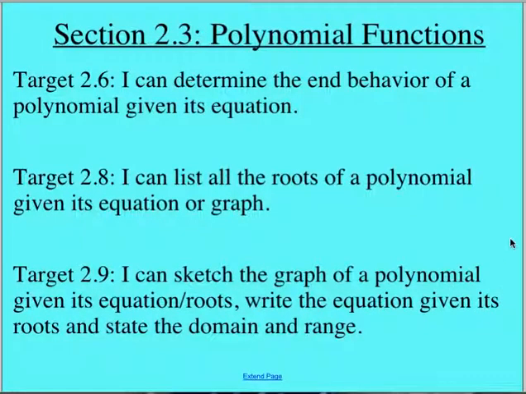This video is going to cover Section 2.3 regarding polynomial functions, and it's going to cover targets 2.6, 2.8, and 2.9: that you can determine end behavior of a polynomial given its equation. You can list all the roots of a polynomial, that means x-intercepts or zeros, and then you can sketch the graph of a polynomial given its equation or its roots, and then also write the equation given its roots, and then state the domain and range.